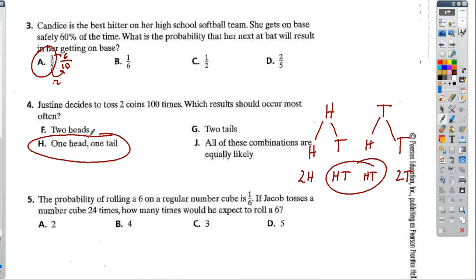The probability of rolling a 6 on a regular number cube is 1/6, because there's 6 sides on a cube. If Jacob tosses the number cube 24 times, how many times would you expect to roll a 6? Well, 24 times 1/6. 6 goes into 24 4 times, 6 goes once, multiply it out, we get 4 over 1, which is equal to 4. Okay, clearly it's this one right here.